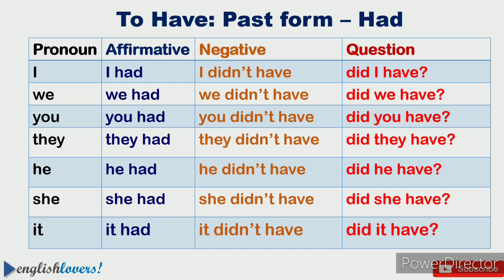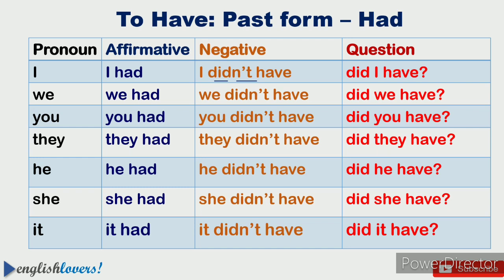Now negative. Again there is one form of do, that is did, which is used with all the pronouns in negatives, and that is used with not. Again it is the short form, that is the contraction of not, written n apostrophe t. So I didn't, we didn't, you didn't, they didn't, he didn't, she didn't, it didn't. So it means that in the past we didn't own that thing. We didn't possess that thing, or we were not the owner of that thing.